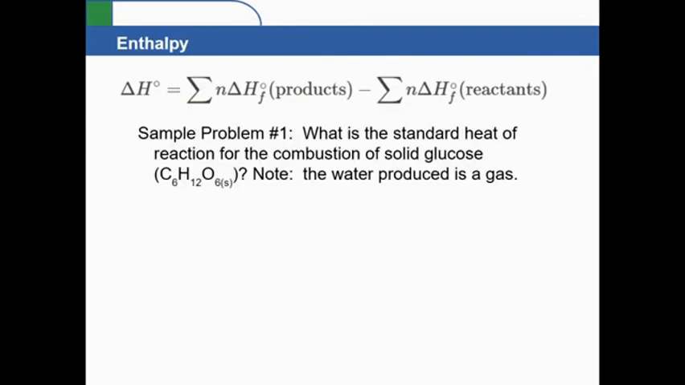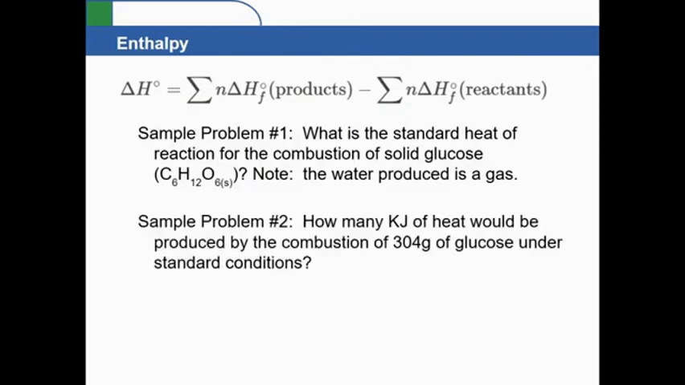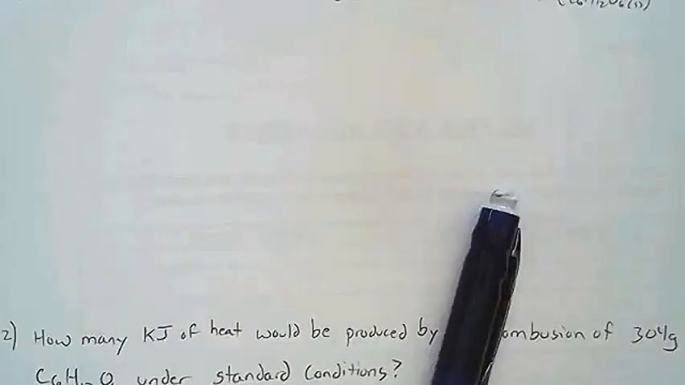All right. So I have a couple of sample problems here that we are going to look at. Question number one: what is the standard heat of reaction for the combustion of solid glucose? Please note water is produced as a gas. And the second question is how many kilojoules of heat would be produced if you combusted 304 grams of glucose under standard conditions. So that's what I'm going to be showing you.